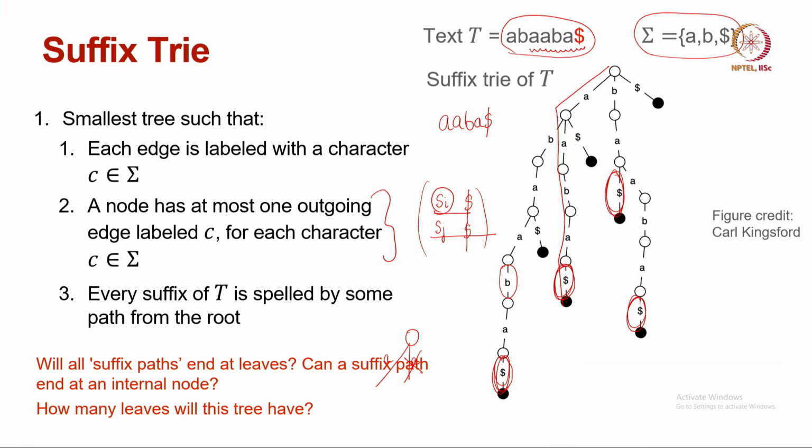And how many leaves will this tree have? Well, for each suffix you will have one leaf. So, for a text T you will have the size of text T as the number of leaf nodes in the tree.